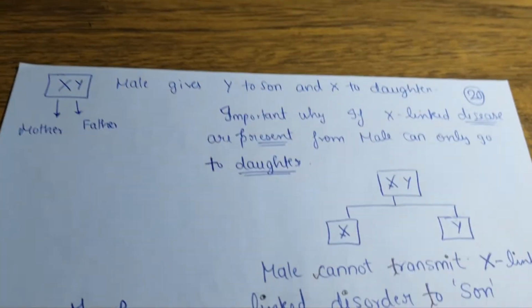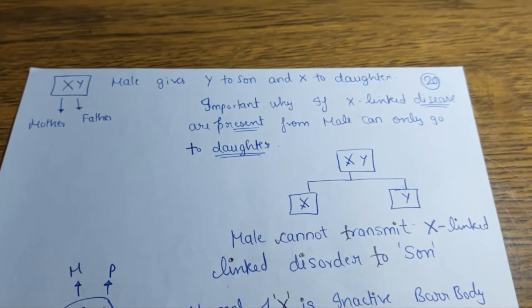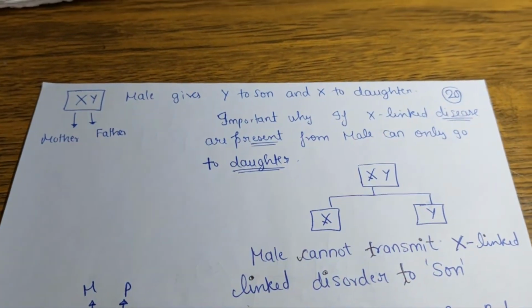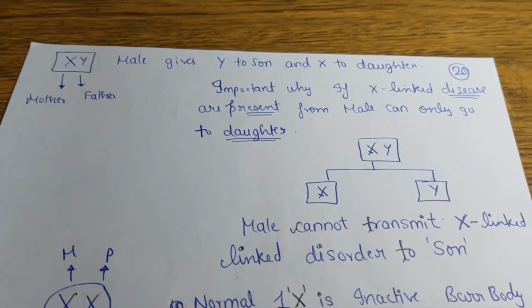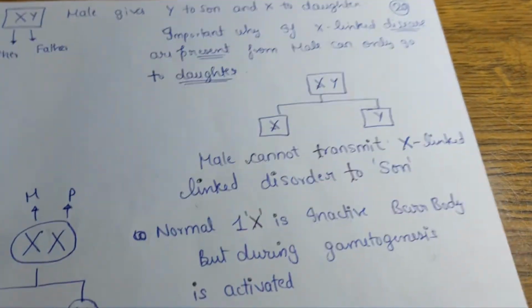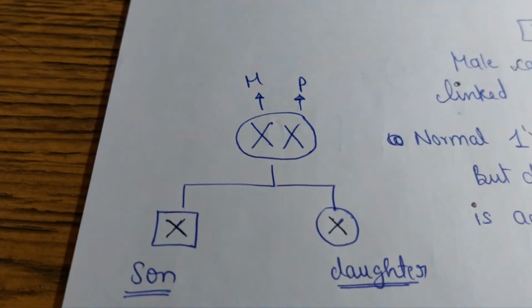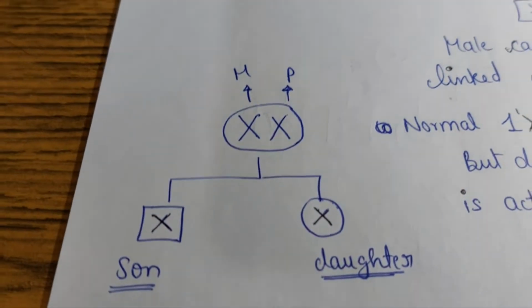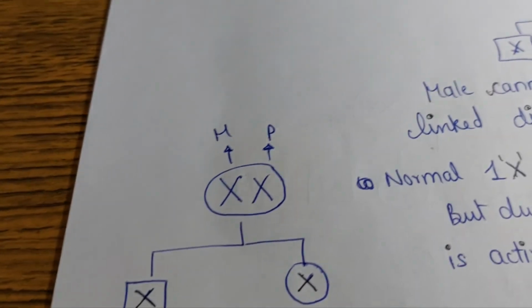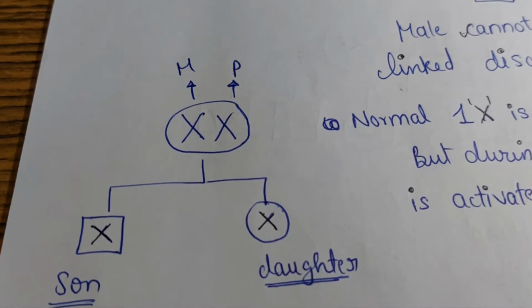Now we need to remember that males will give their Y chromosome to sons and X chromosome to daughters. So if there is an X-linked disease present in a male, then it can only be transmitted to daughters. A male cannot transmit an X-linked disorder to a son. Whereas women can give either one of their X chromosomes to a male or female, so women can transmit the X-linked disorder to males as well as females.